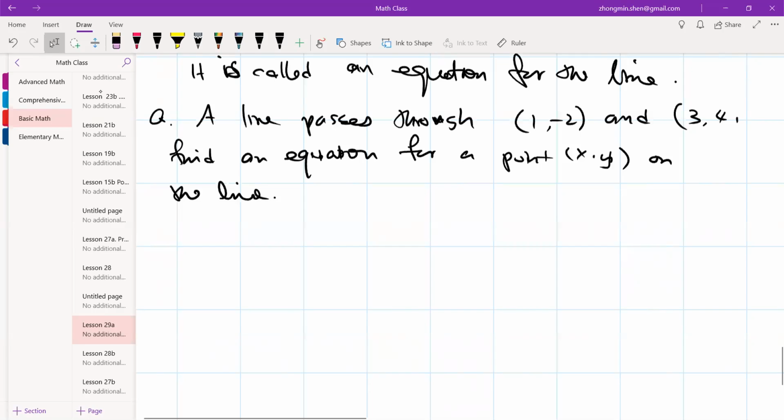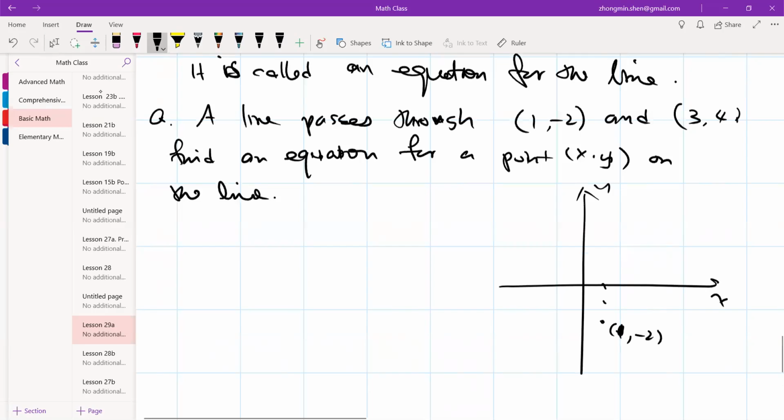So what we do step by step: you draw the coordinate system, and where's (1, -2)? And (3, 4). So now you have this line, okay? So you have to get the slope first.